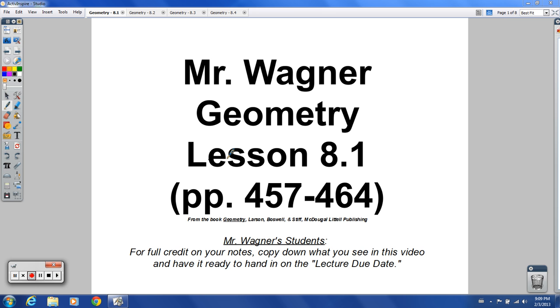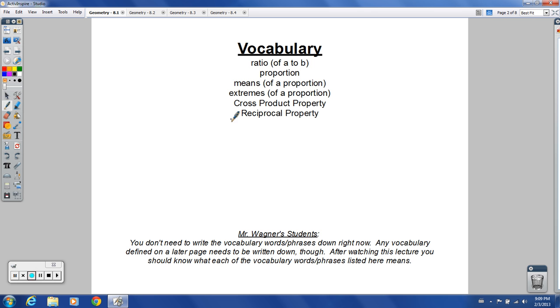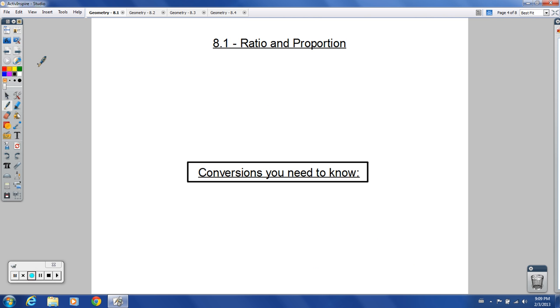Hi geometry students, welcome to the lesson for 8.1, and these are our vocabulary terms for this lesson. We're going to talk about ratios and proportions for the majority of this lesson today. So let's get right into it. Ratios and proportions. So ratio and proportion is the title of the lesson.